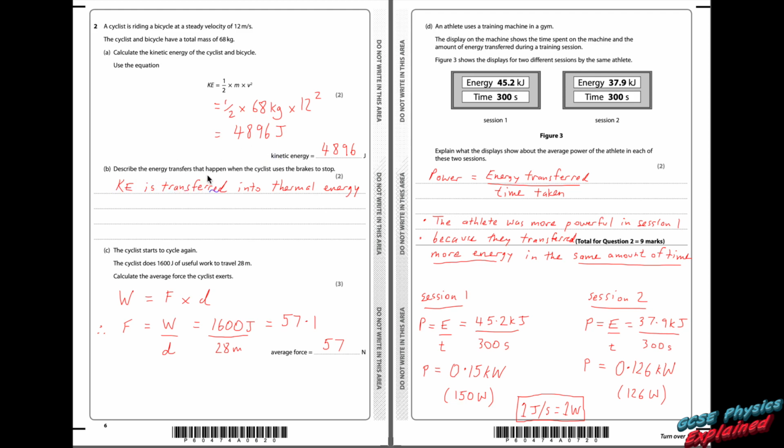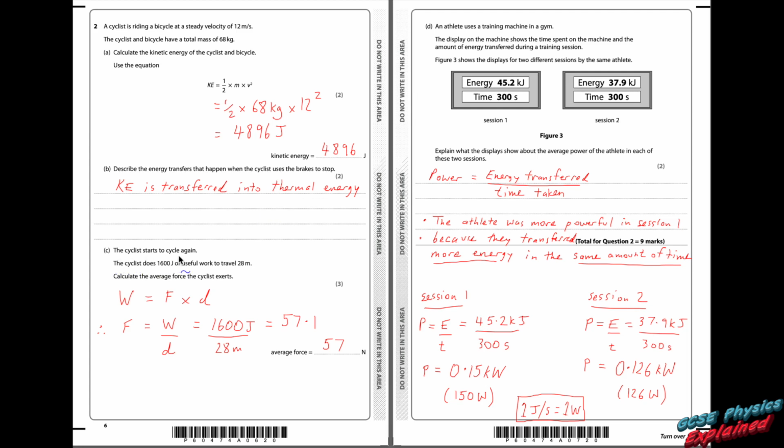Describe the energy transfers that happen when the cyclist uses the brakes to stop. Kinetic energy is transferred into thermal energy. So it's obviously travelling at first, so that's what the kinetic energy is, and the brakes will get hot, so that's thermal energy.